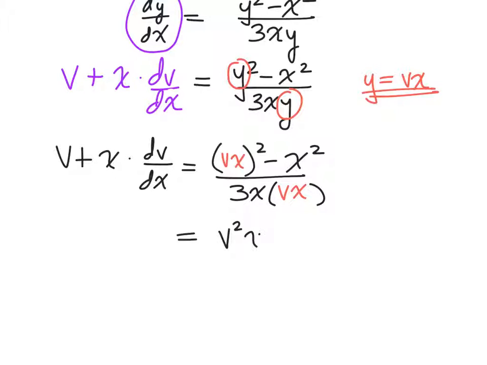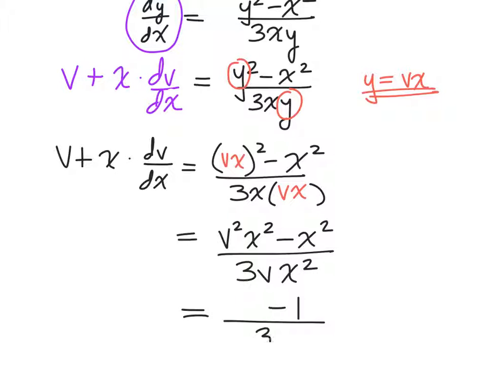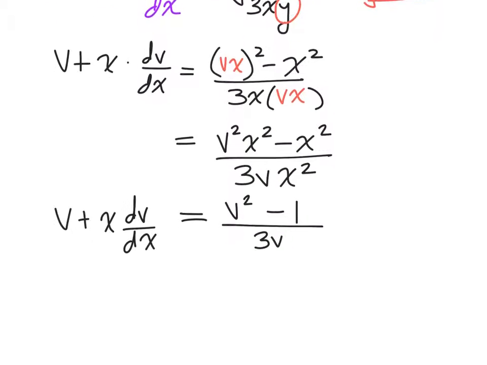So we're looking at v squared x squared minus x squared over 3vx squared. What does that simplify down to? V. No, there was definitely a minus 1 over 3v, but it was v squared, yeah. All right, every term is divisible by x squared, so we'll divide it all out. That's much nicer than what we started with, but not nice enough.